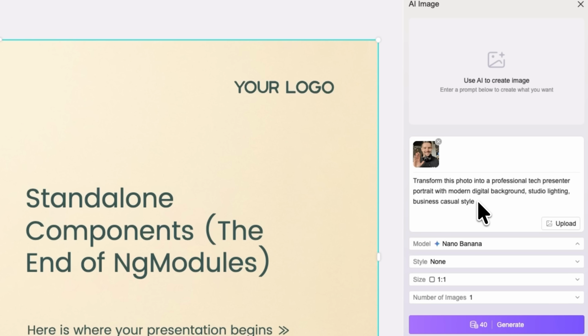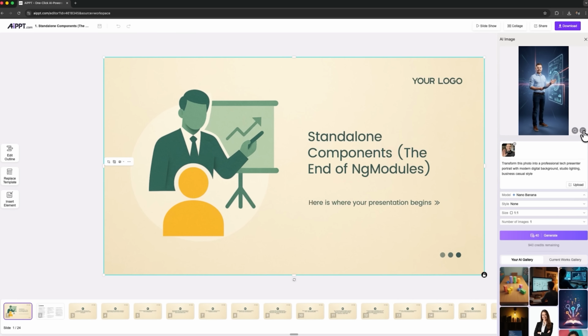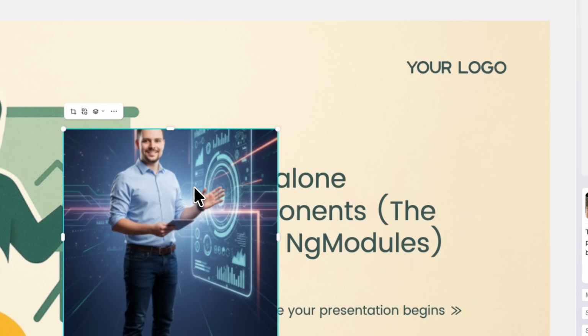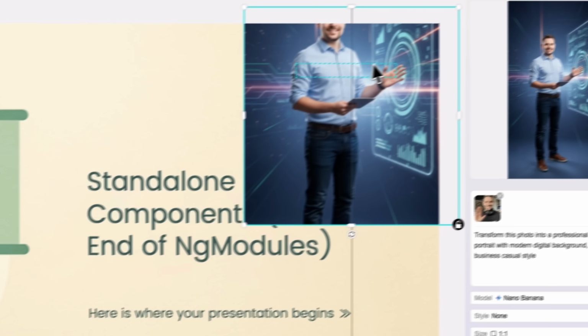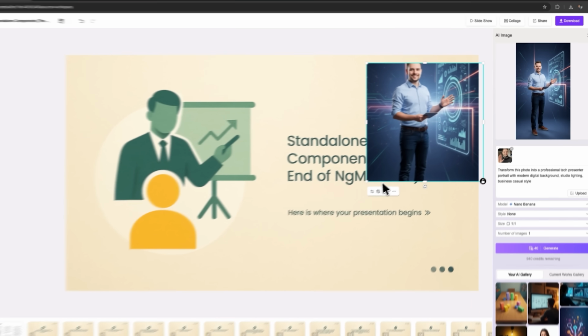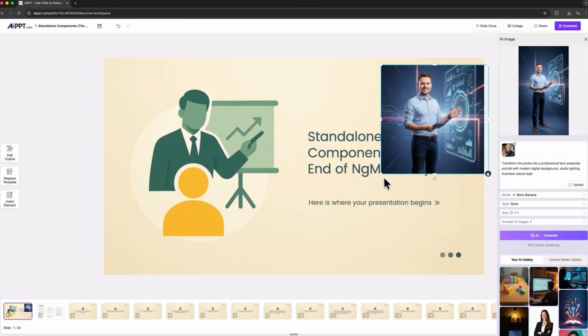Since our topic is Angular, we need a clean technical illustration. Nano Banana can generate a unique visual for that, so let's create one. And here it is, a great custom image that I can insert into the slide. For example, I could use it instead of a logo, as a visual of the tutor who's presenting the content.